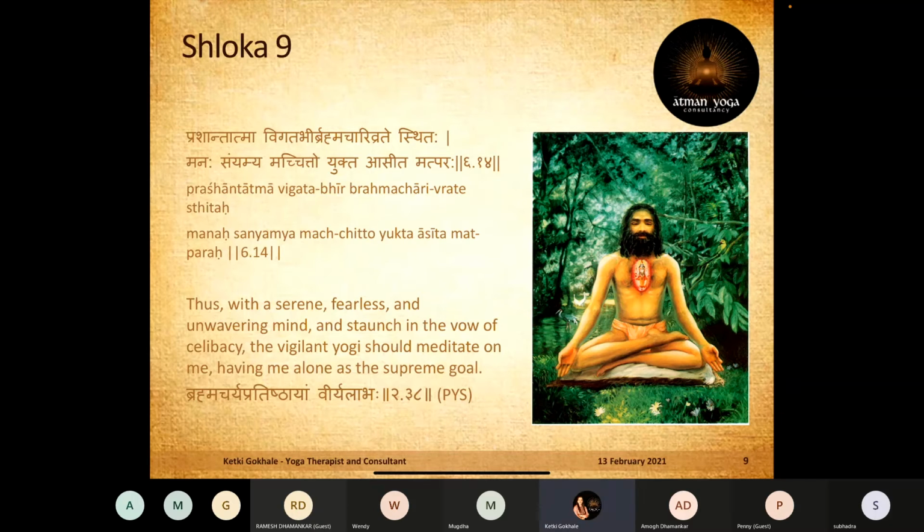Thus, with a serene, prashanta, fearless, vigatabhihi, and unwavering mind, and staunch in the vow of celibacy, that is brahmacharya, the vigilant yogi should meditate on me, having me alone as the supreme goal.